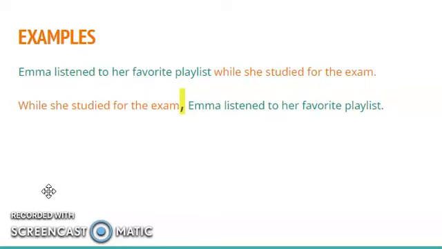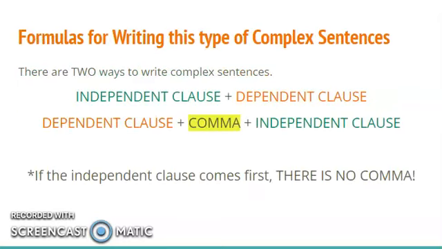Okay, I don't know for sure why the English language decided to make it complicated and put a comma if you do it one way, don't put a comma if you don't do it the other way. But that's the rules, and so memorizing these formulas will help you to better understand.